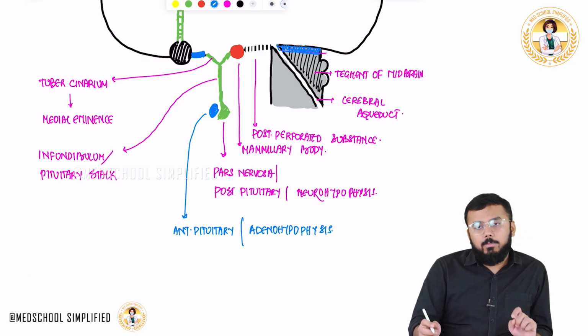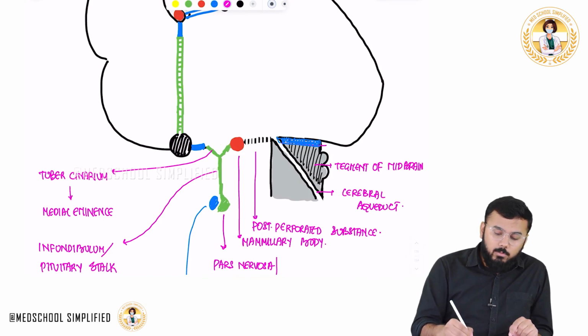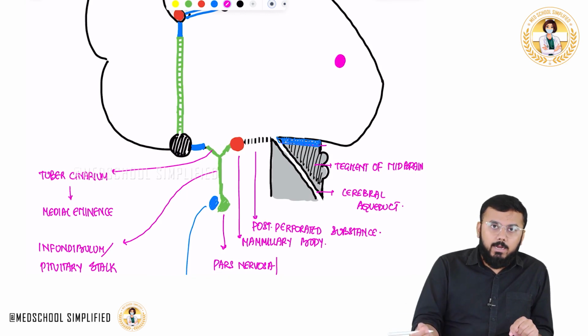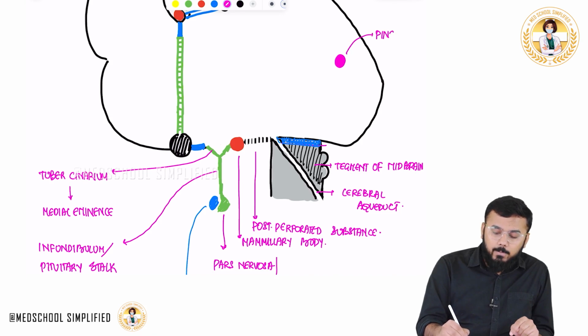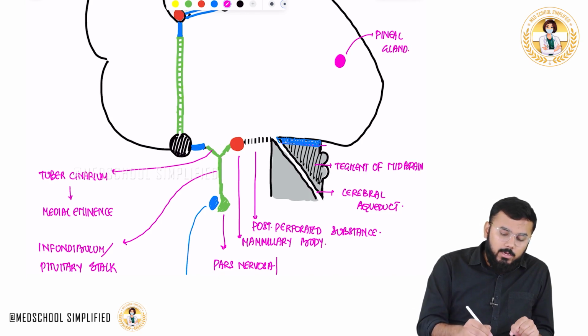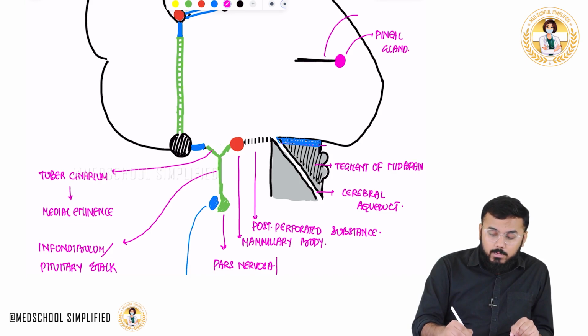Why it is called subthalamic, I will tell you. But before that, you need to look at one more important thing: here we have a gland called the pineal gland. So what is the name of this gland over here? This gland is called the pineal gland. Next, attached to the pineal gland, you have a stalk. This stalk over here is called your pineal stalk.